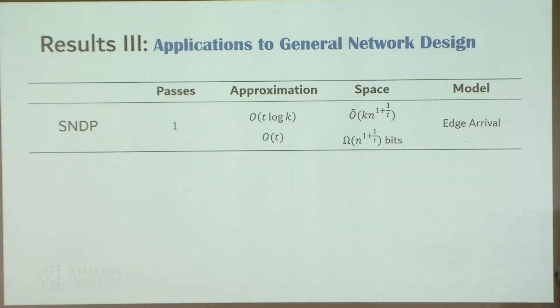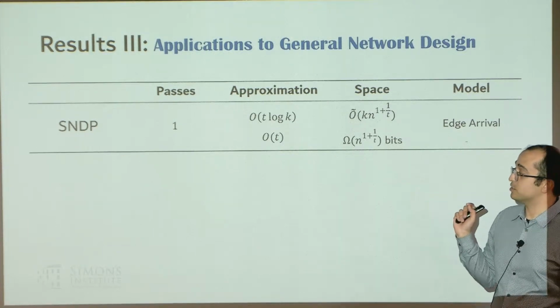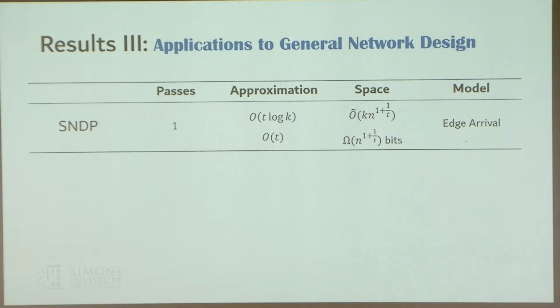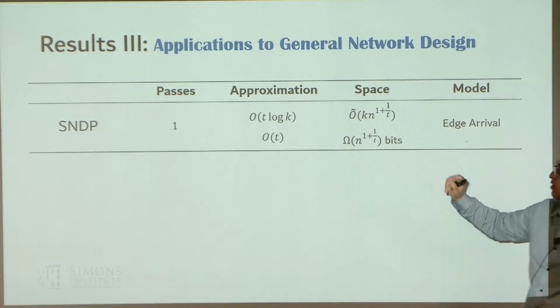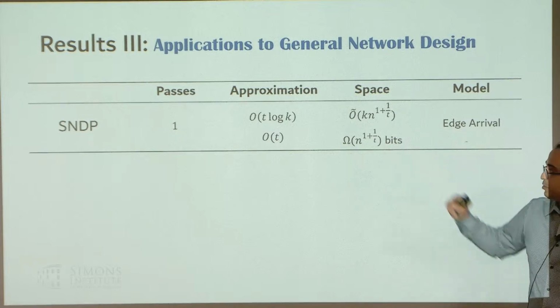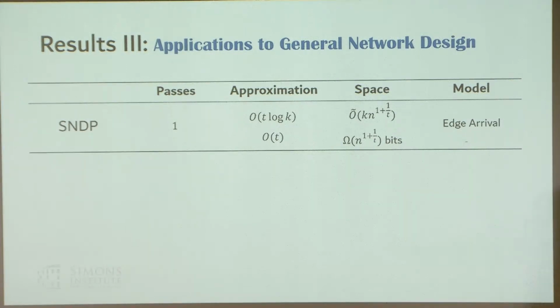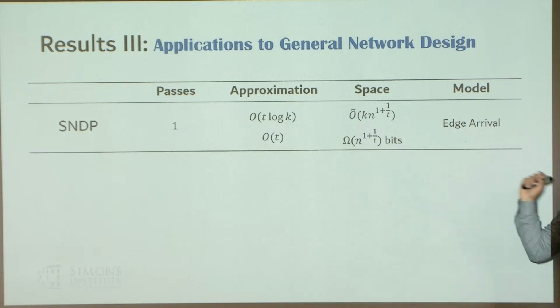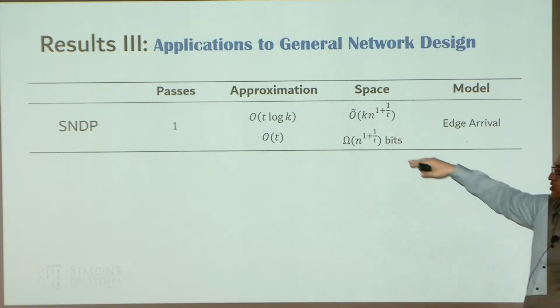Finally, we use our results from the connectivity augmentation problem to show the first streaming algorithm for the network design problem. In particular, for the survivable network design problem, we give a single pass streaming algorithm that achieves order t log k approximation and uses k times n to the 1 plus 1 over t space. We also show that any order t approximation algorithm requires omega of n to the 1 plus 1 over t bits. This directly follows from our lower bound for the connectivity augmentation problem, since connectivity augmentation is just a special case of network design.